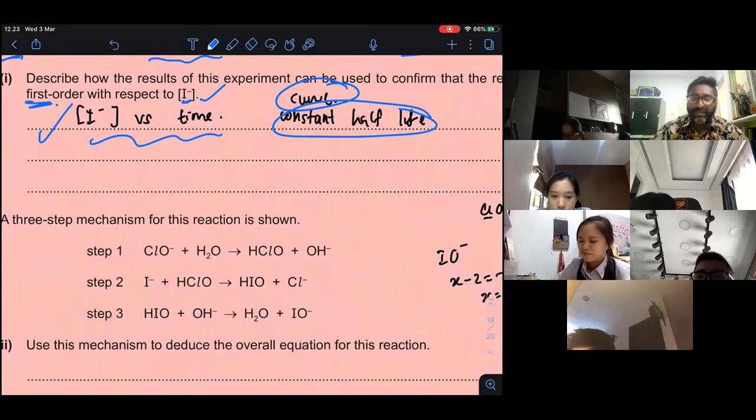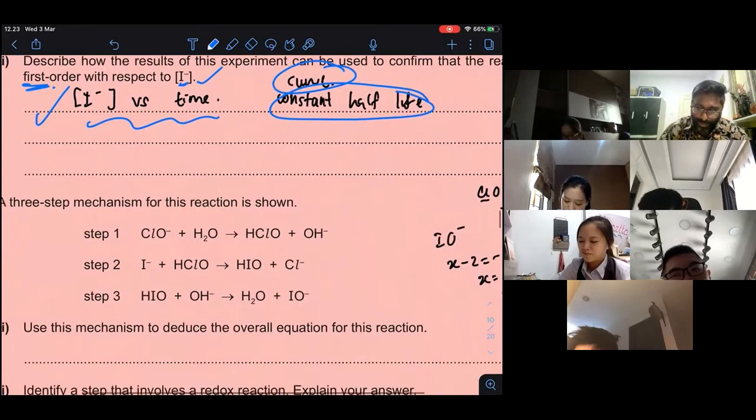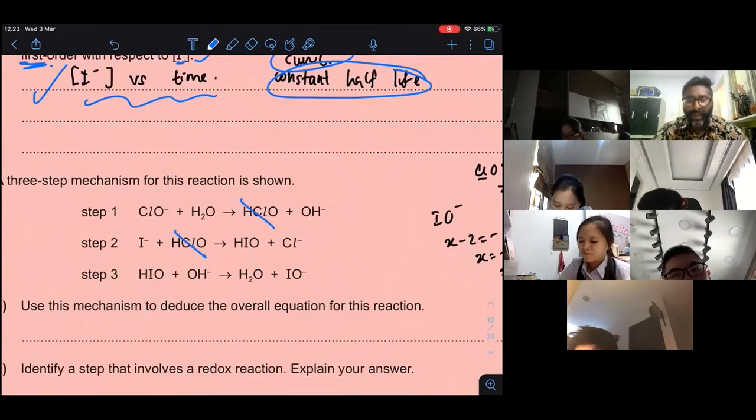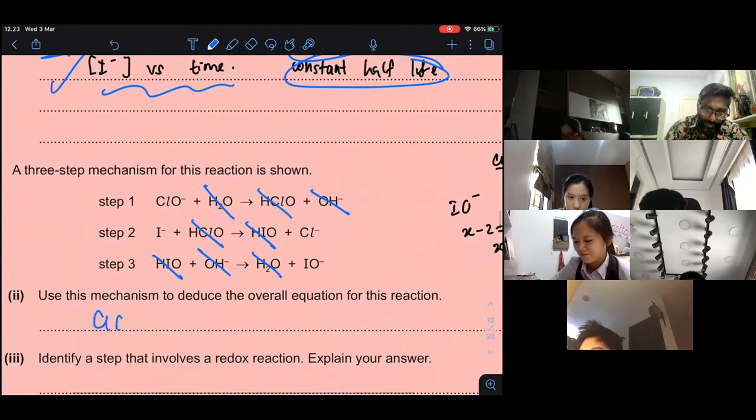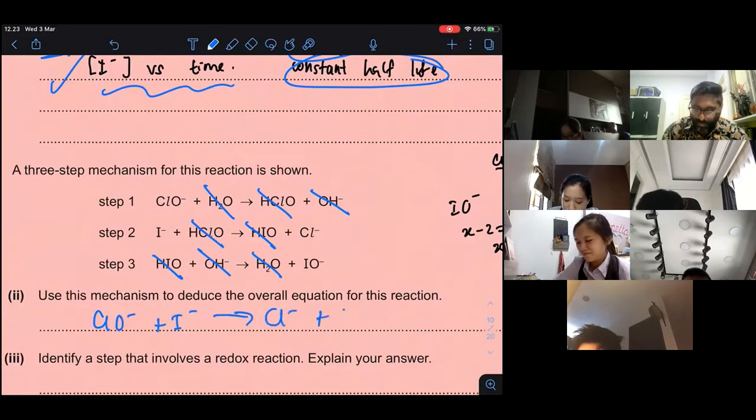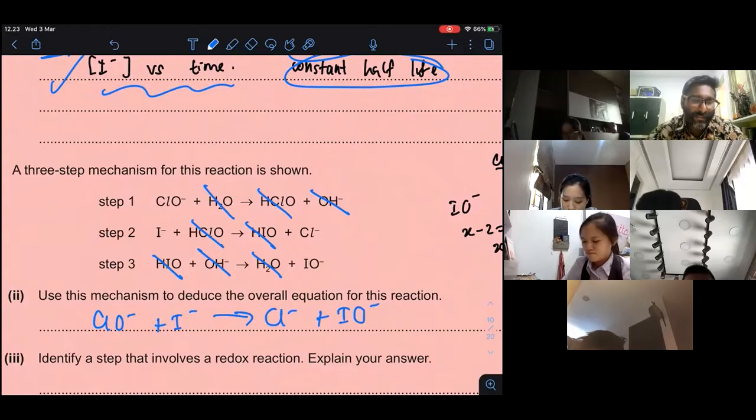This happens in 3 steps, so add all of them and see which ones cancel each other. You see this one will be cancelled if you add. Water, left and right, will cancel. HIO will cancel over here. OH minus will cancel over there. Leaving behind ClO minus plus I minus to give you Cl minus plus IO minus. Very easy. This is using the mechanism.